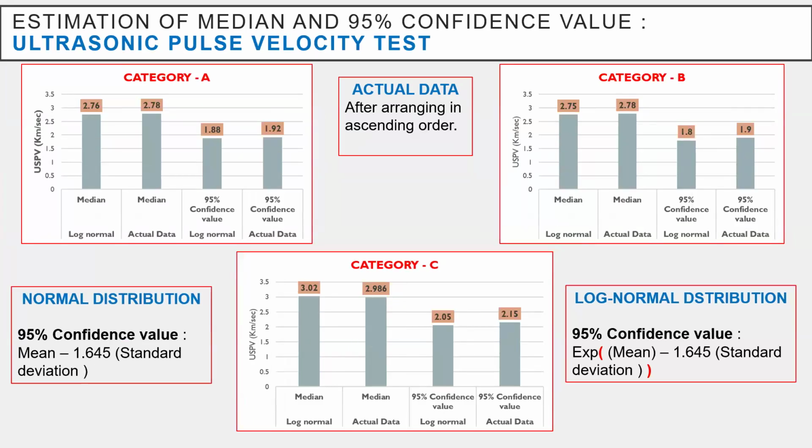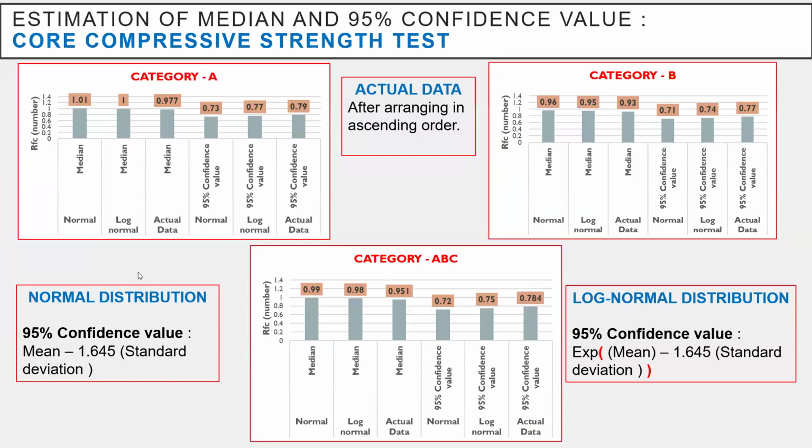Similar predictions have been carried out for the ultrasonic pulse velocity test. Here we have used only log normal distribution, because ultrasonic pulse velocity follows only log normal distribution. For all categories A, B and C, excellent agreement has been observed between the actual values as well as the predicted values. The same predictions have been carried out for the core compressive strength test for all categories A, B, and C, and excellent matching has been obtained.